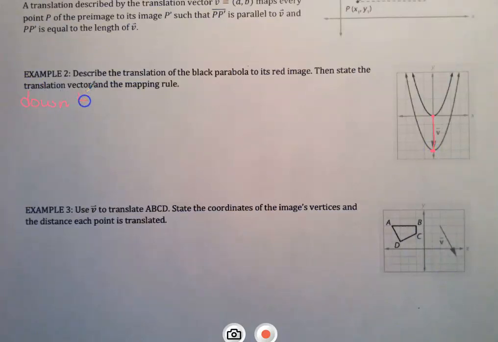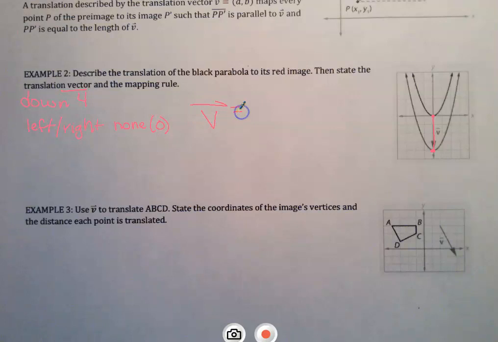Okay, so it went down 4. Perfect. Did it go left or right at all? No. So we could write left/right is none, or you could put 0, however you want to do that. Because now that we have our description, we can write the translation vector.